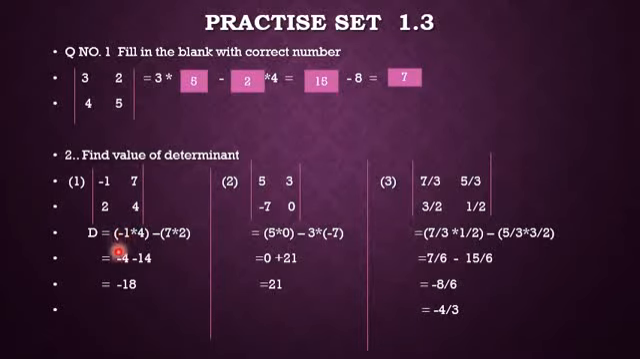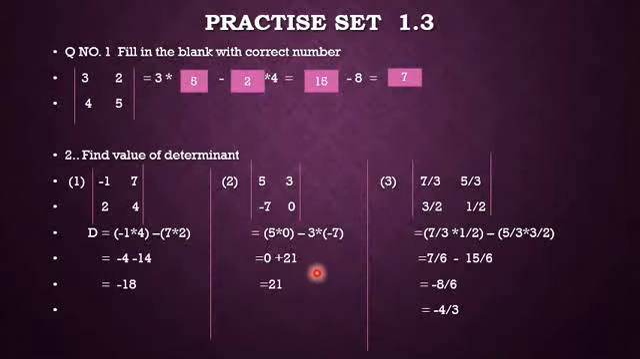Minus 1 into 4 is minus 4. 7 into 2 is 14, this is minus 14. Minus 4 minus 14, we can sum. दोघांची बेरीज करा. 14 and 4, that is 18, and you have to give the sign minus, that is minus 18. Second example: 5, 3, minus 7, 0.